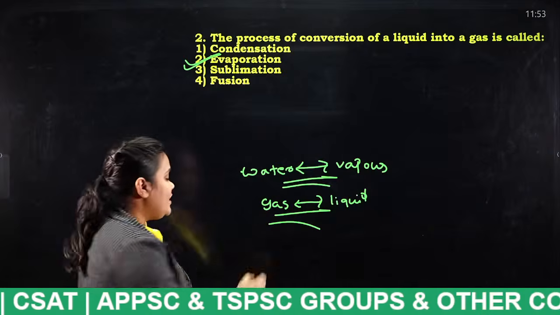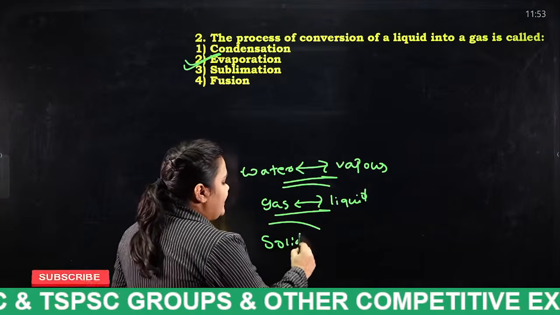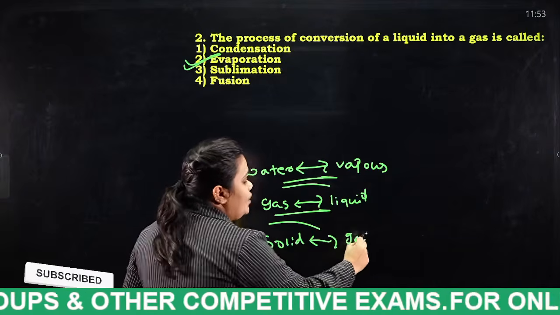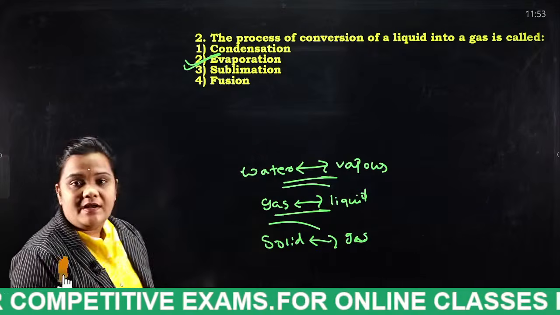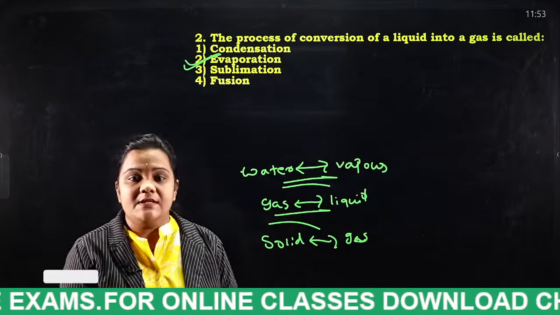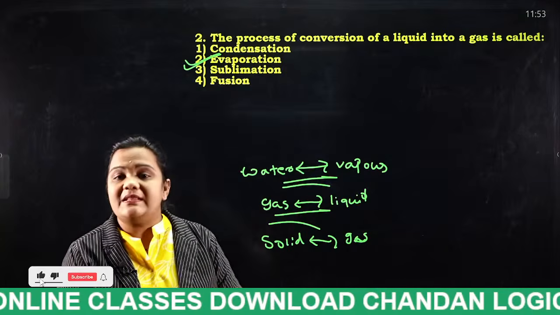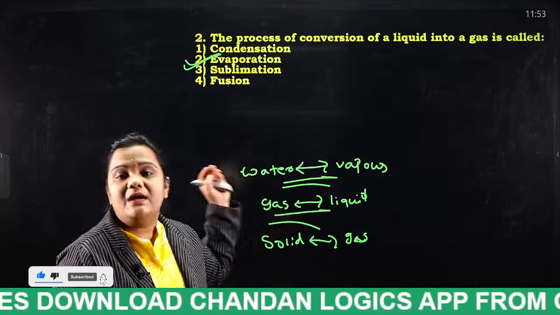Next comes sublimation. Sublimation is nothing but what? A solid is directly converted into gas. There is no intermediate medium like liquid. For example, naphthalene balls, like camphor. These are perfect examples of sublimation.